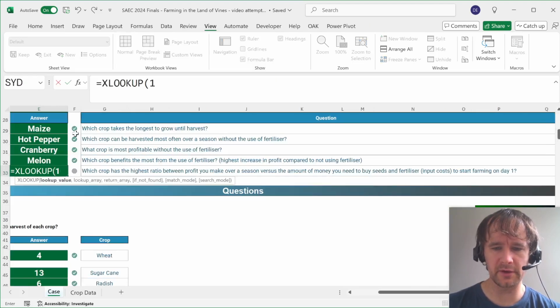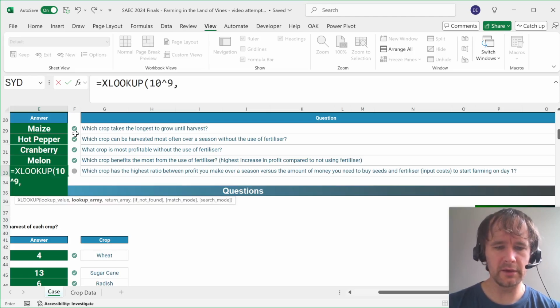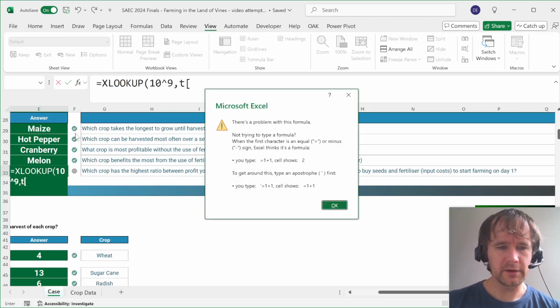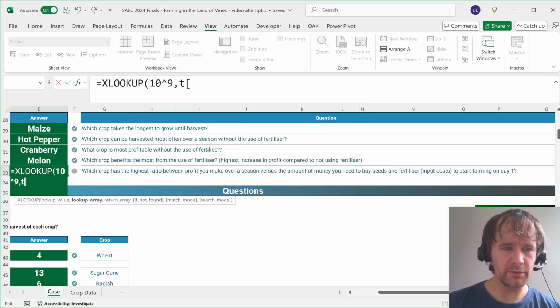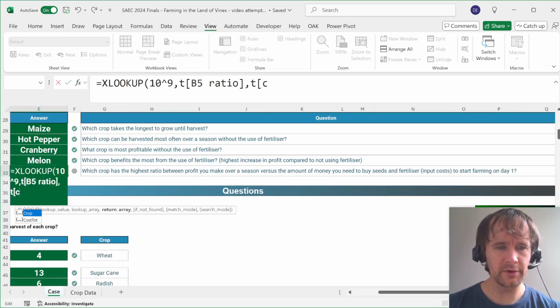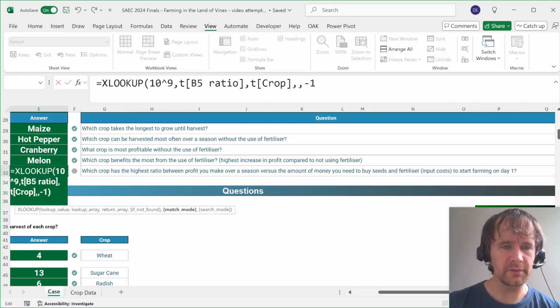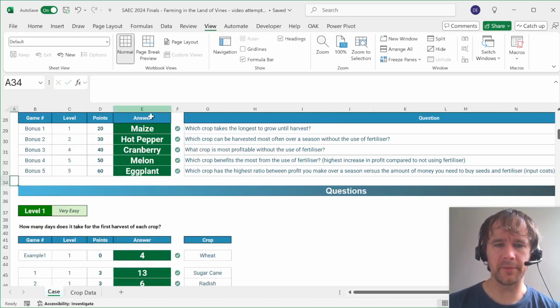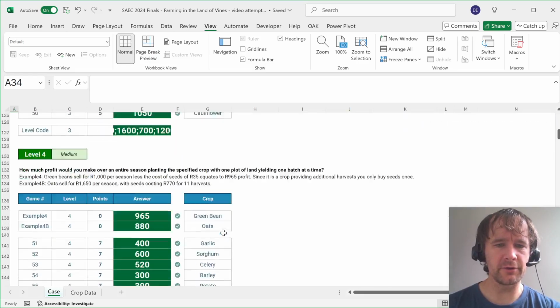So now we're going to XLOOKUP 10 to the 9 in T, what the heck did I even call it? Oops, I thought you could press end in that situation, but apparently you can't. Let's scroll down. B5 ratio is what I called it, returning from T crop. Exact match or next smaller item. Hooray. Okay. So that gets you nicely through half the case.